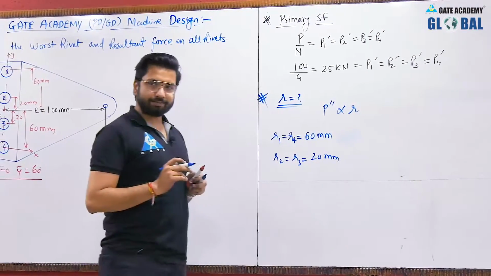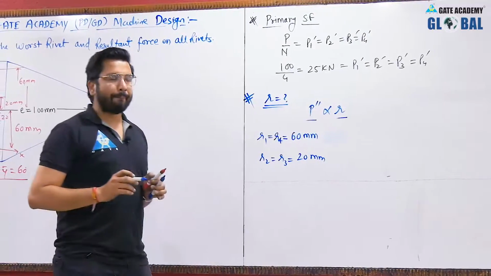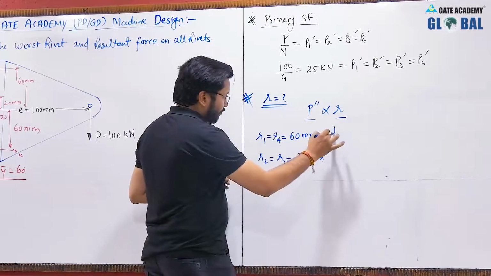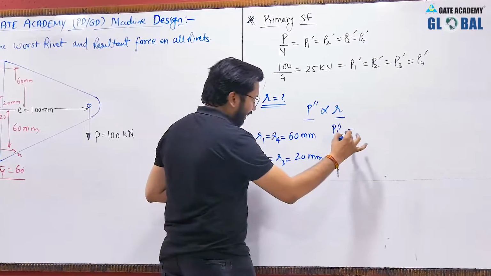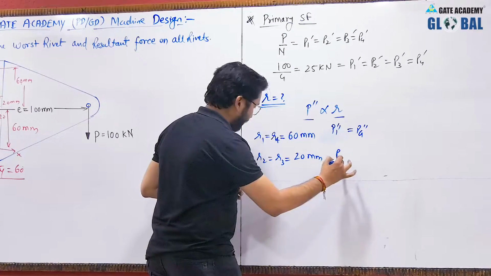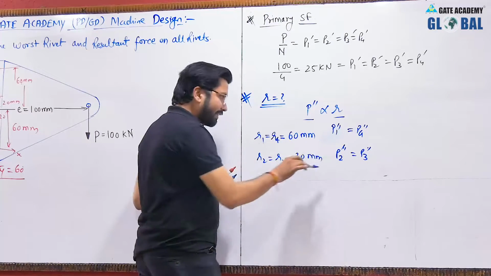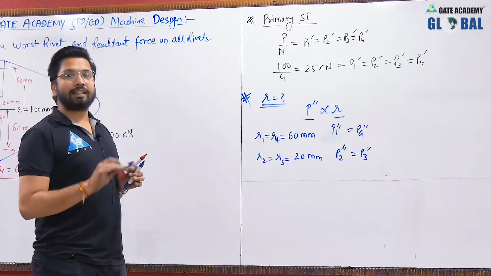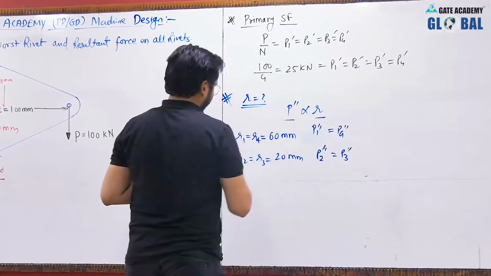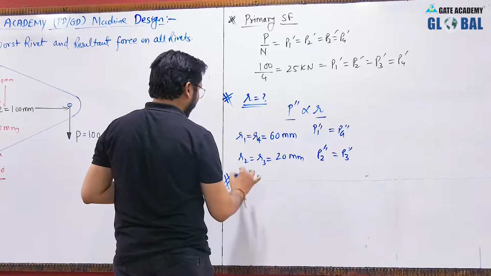As P double dash is directly proportional to R, hence the secondary shear force in the first rivet and the fourth rivet will be the same. The secondary shear force in the second rivet and the third rivet will be the same, because the radial distances of these rivets are the same with respect to the centroid of the connection, correct. Now as the radii are known, we can calculate the secondary shear force.